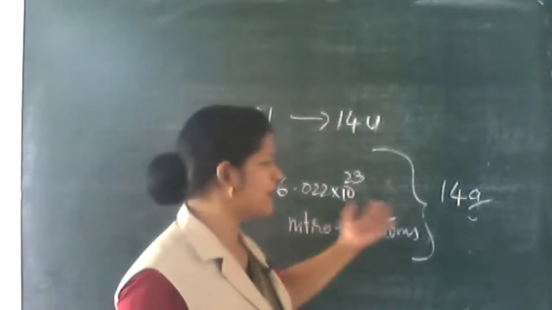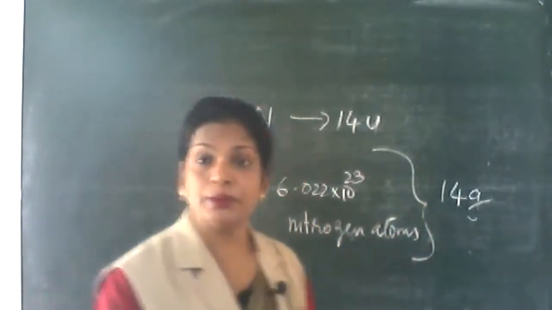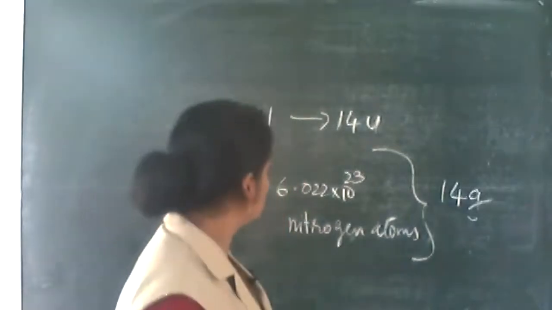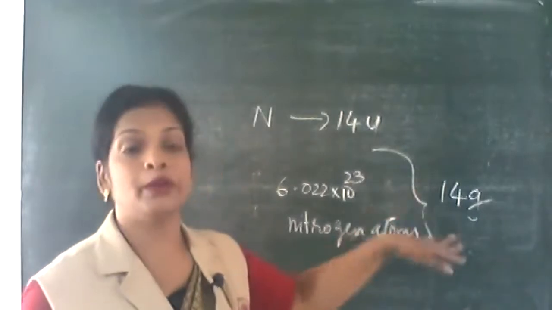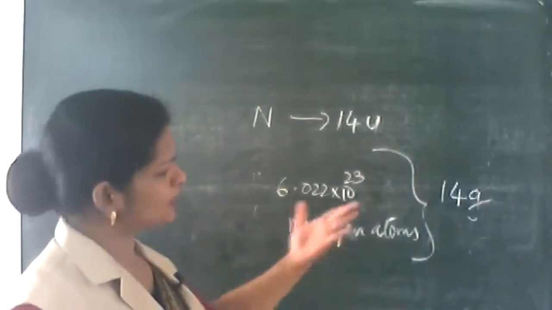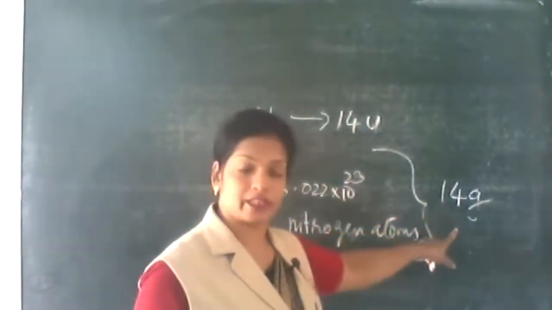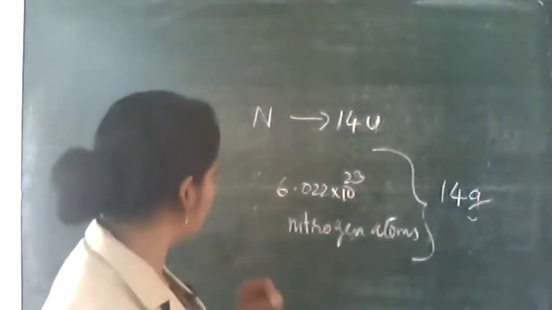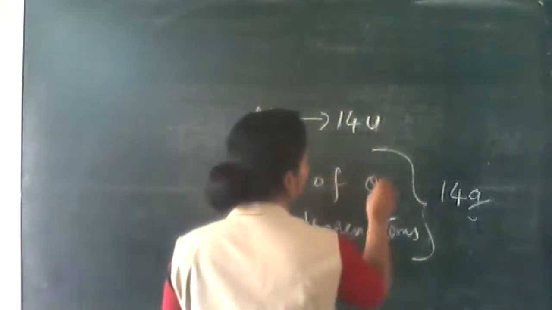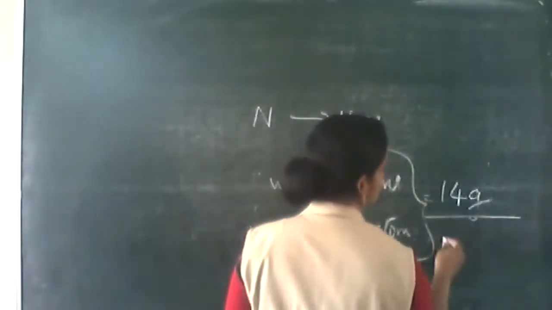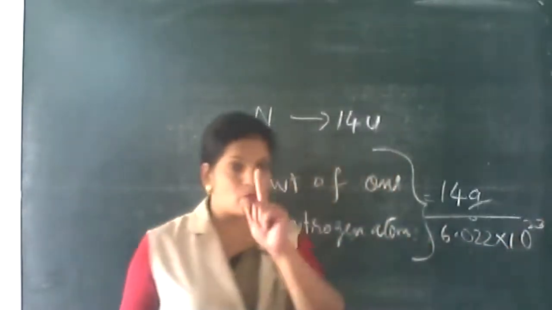You can find out the weight of one atom of nitrogen. How? 14 gram divided by this will give you the weight of one atom. So you can find out the weight of 50 atoms or 70 atoms, by multiplying by 50. Whatever may be the number, you can find the weight of those many atoms. So what is the weight of one nitrogen atom? It is 14 divided by 6.022 into 10 to the power 23.